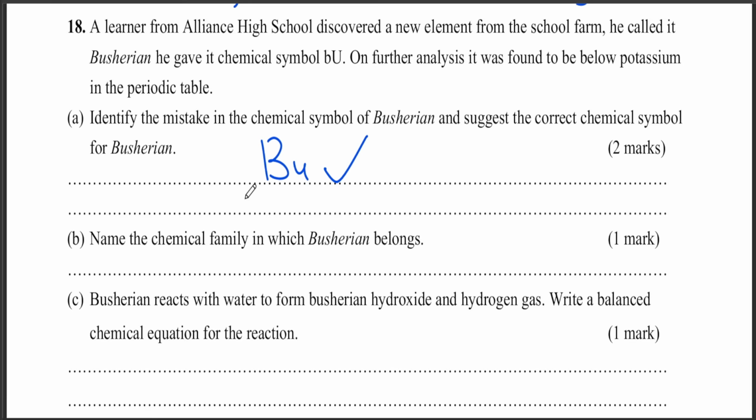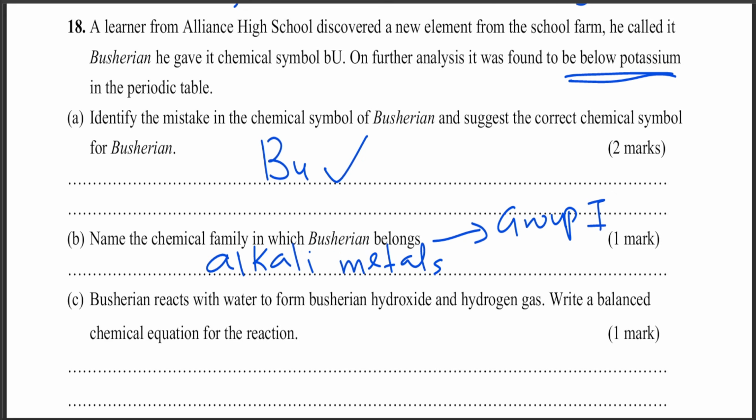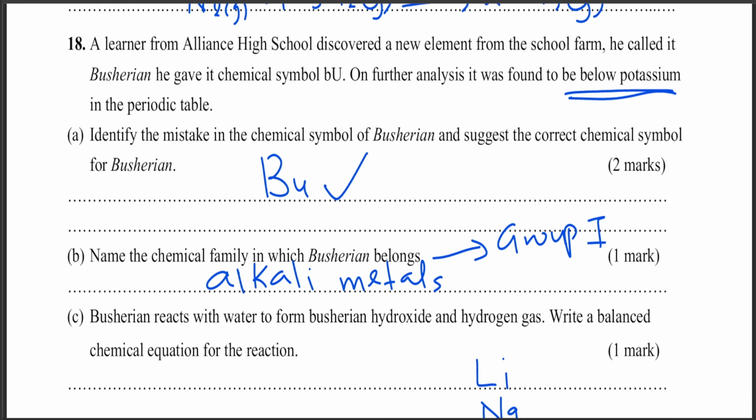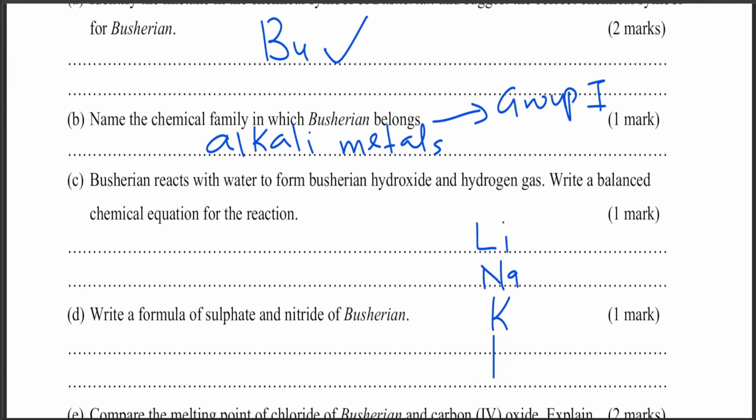Now name the chemical family in which Busherian belongs. And kwa vile it's found to be below potassium, so obviously it's going to be in group 1. So ikiwa in group 1, and group 1 elements are normally called alkali metals. So the chemical family is alkali metal. Sawa. So kwa mfano lithium, sodium, na hapo chini umeambiwa it is found to be below potassium, na hiyo kuna Busherian. So obviously these are group 1 elements.